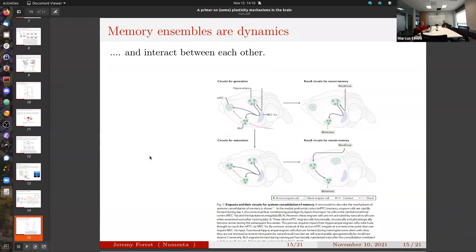I just want to make a point of that. This is the conventional view. I realized it's maybe a little bit too much detail already. So, yeah.